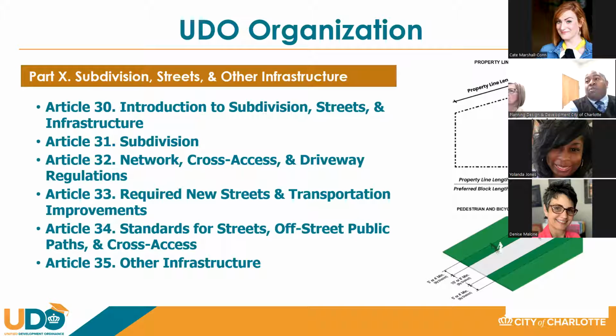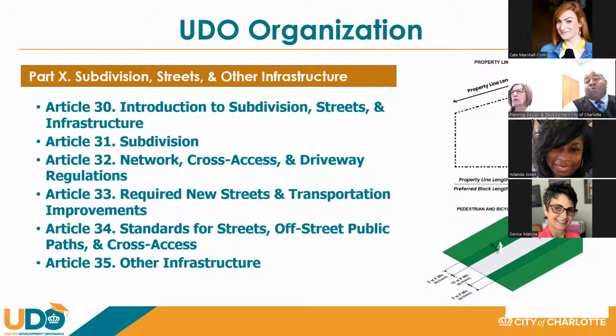We've also added in the UDO cross access, so that way we can have access between similar uses. That way we can cut down on traffic on the network required streets, public streets. And then also in here are driveway regulations that would determine how you design and where your driveways can be located. In Article 33, it gets into when new streets are required and what transportation improvements would be required for any new development that is proposed.